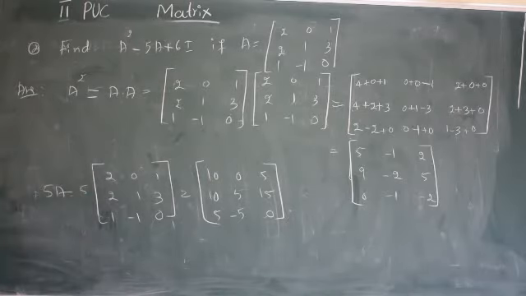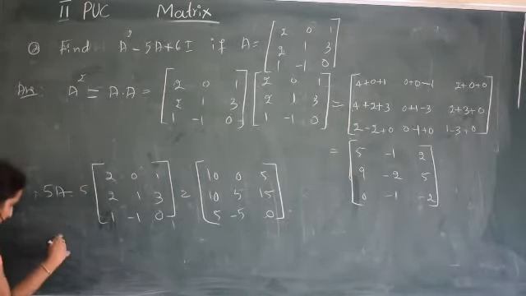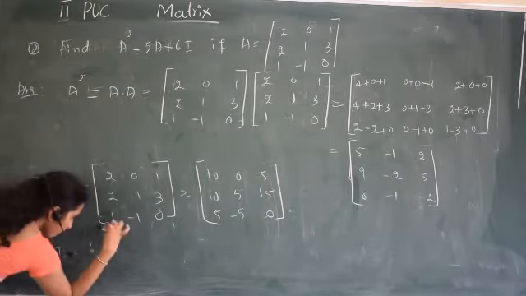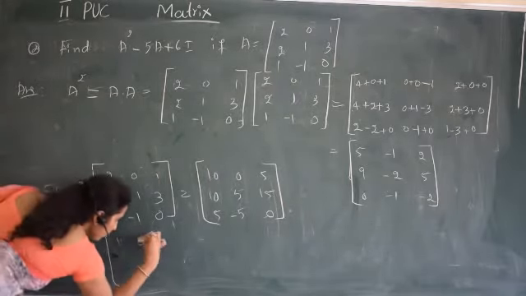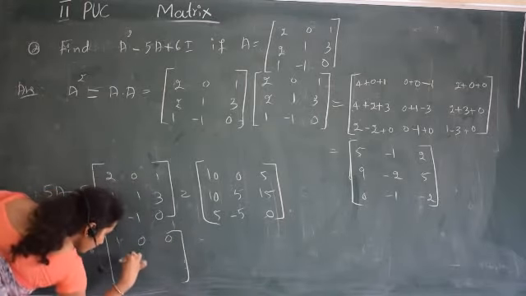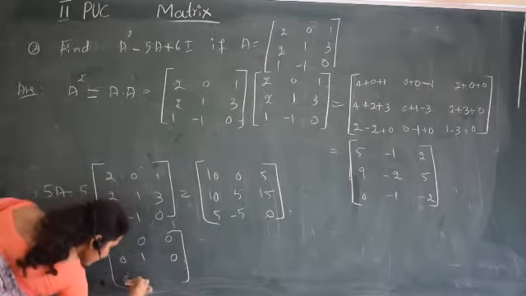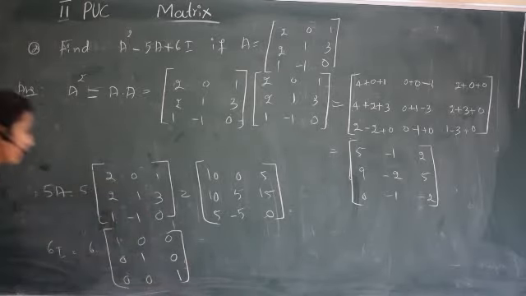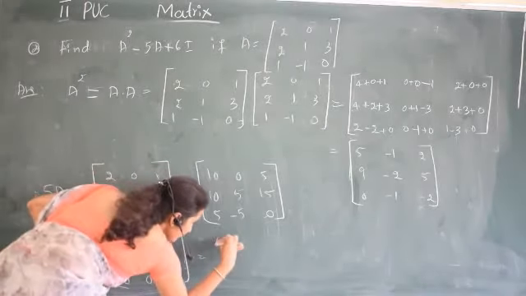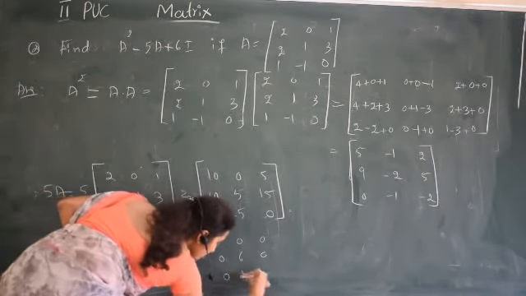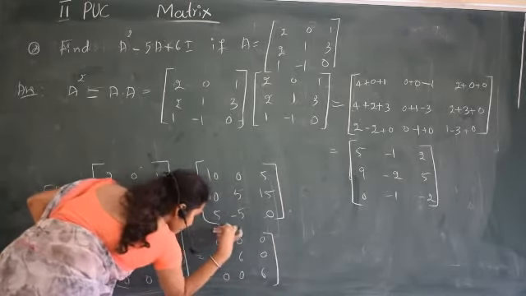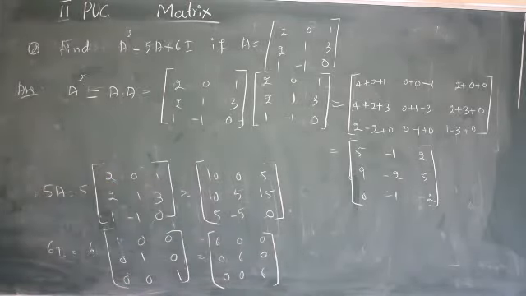Next we have to calculate 6 into I. I is a matrix of order 3 by 3, so we can write it as 1, 0, 0; 0, 1, 0; 0, 0, 1. This is a matrix of order 3 by 3, so 6I will be equal to 6, 0, 0; 0, 6, 0; 0, 0, 6. So now we have calculated all these.